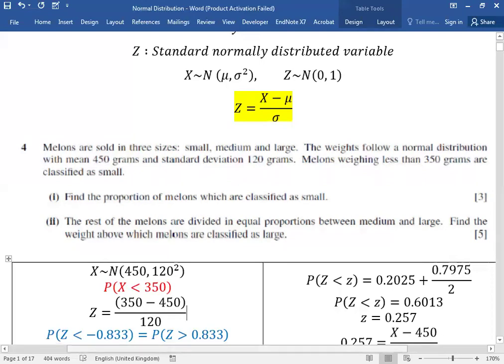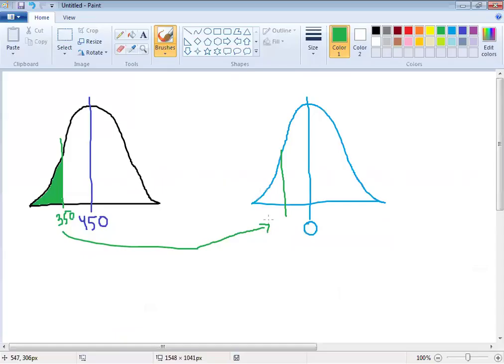Minus 0.833. So technically, you are trying to find the area minus 0.833. This is the area we want. Is that right? Now look at the table. There are one or two limitations in the table. What are the two limitations? It doesn't give you the area for any negative value of Z.